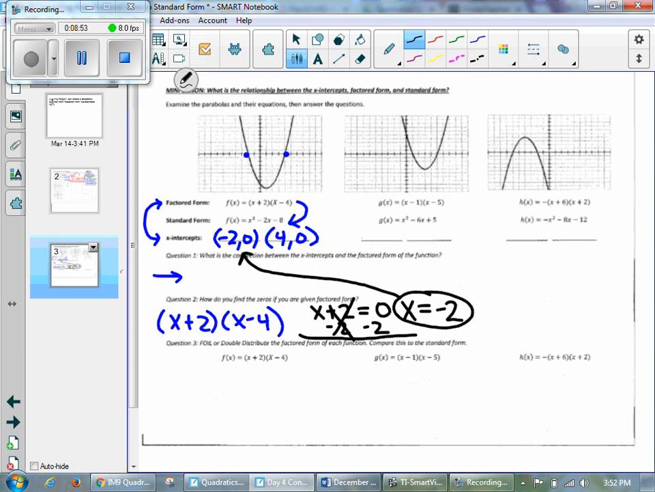Next class, we will be able to go from standard form to factored form using a factoring method.